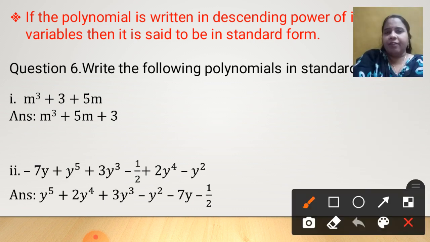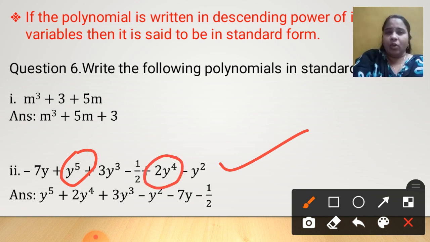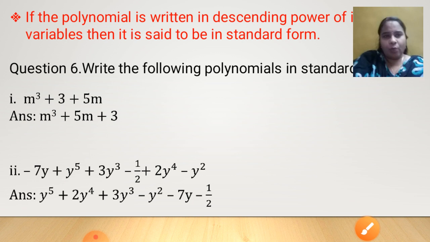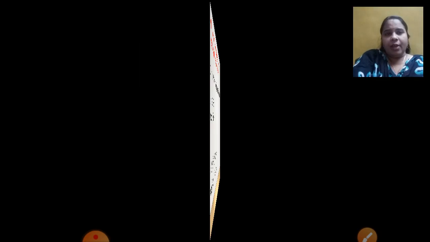Now look at the second one. Such a big polynomial is given. Hunt for the highest order. It is y raised to 5. That should be written first. Then 2y raised to 4 along with the sign, so plus 2y raised to 4. Then plus 3y cube. Then the next term along with the sign, minus y square. Then minus 7y and then the constant, that is minus 1 upon 2. This way you can write any given polynomial in its standard form. The only thing that you need to remember is to write it in descending power of the variable and write it correctly along with the sign. I hope it is clear.